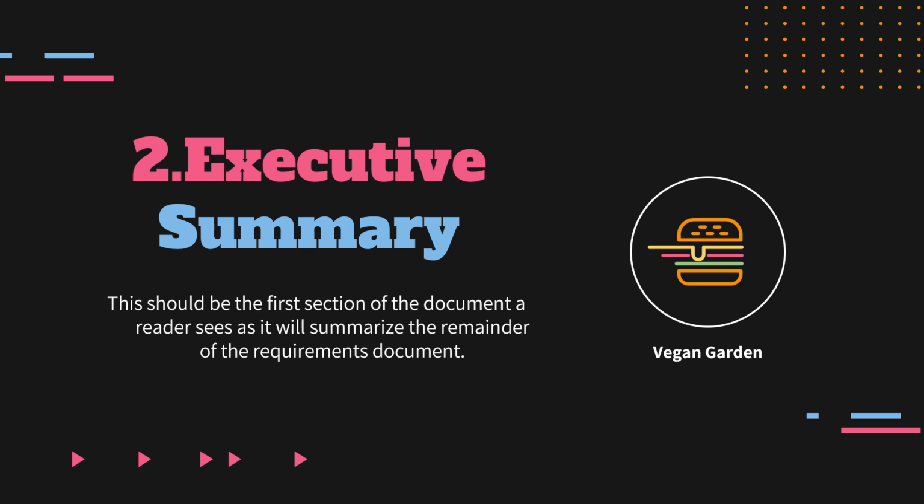Section 2. Executive Summary. A business requirements document can be lengthy in large projects. Some project stakeholders benefit from being able to see the requirements at a glance. That is the purpose of the executive summary. The executive summary should be the first section of the document a reader sees, as it will summarize the remainder of the requirements document. In our case study, this section should contain a summary of home delivery application's requirements like customers being able to see the menu, order and make payment within a few clicks and so on.